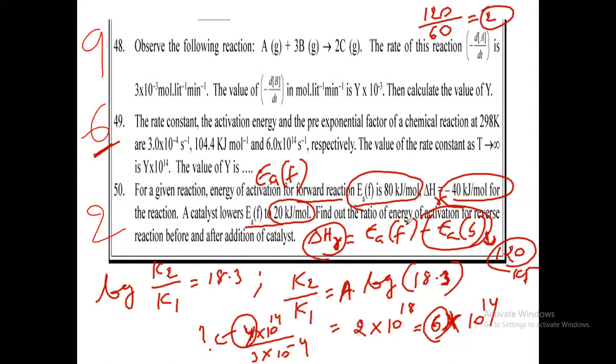Therefore, the ratio they asked is the ratio of activation energy for the reverse reaction, the backward reaction, before and after. Before means initially the activation energy is 120. After the addition of catalyst, we got 60, because the lowering should be 60. So 120 by 60 is equal to 2.